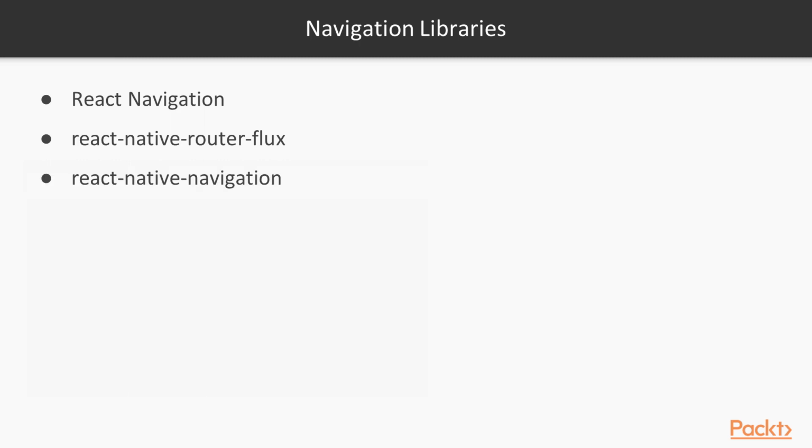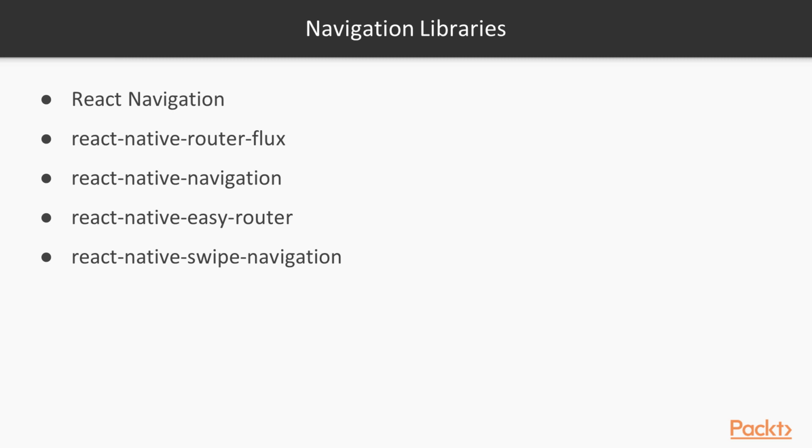The next is React Native Navigation, which provides 100% native platform navigation for both iOS and Android for your React Native app. The next is React Native Easy Router. This is kind of like a mix of React Navigation and React Native Router Flux, but there's not a lot of options when you use this. The last one I'll cover is React Native Swipe Navigation. This is well known for its smooth transitions.